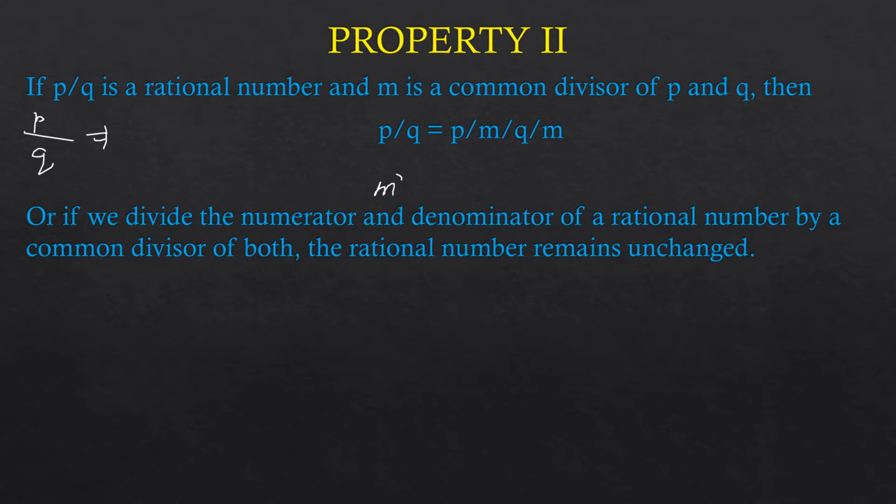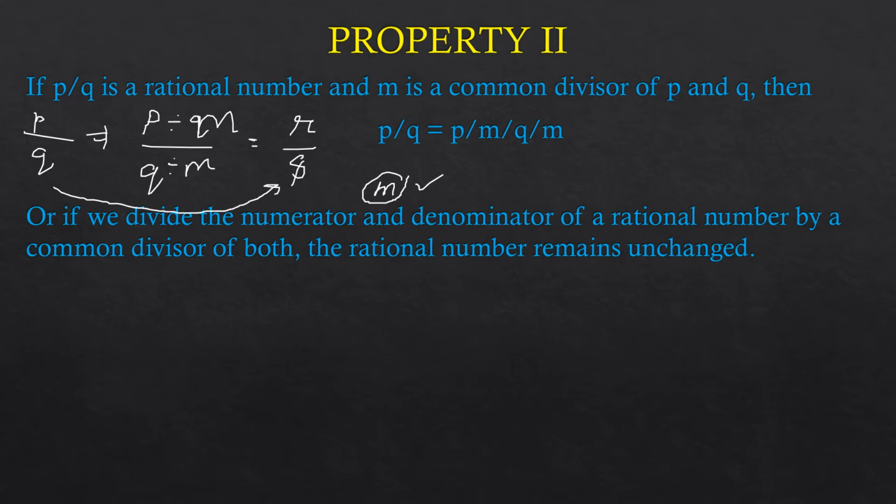Now here M is what? We have considered M as a common divisor. Common divisor means a number which can divide both the numbers. So let's say M is a common divisor of P and Q. Then P by Q equals P divided by M upon Q divided by M. Let's say this operation gives us a value R by S. This P by Q will be equal to R by S.